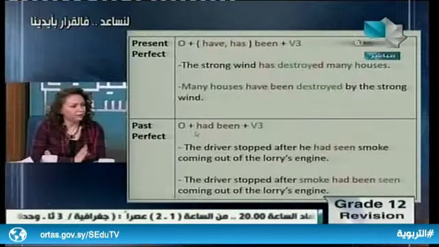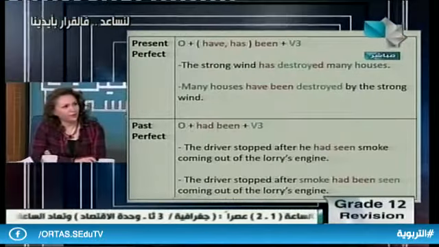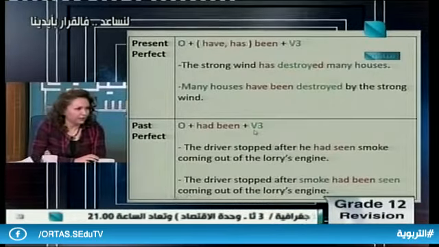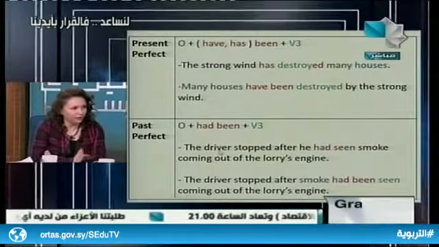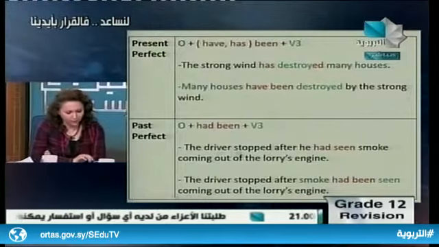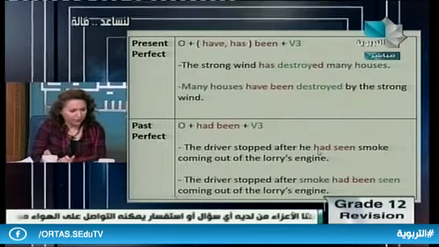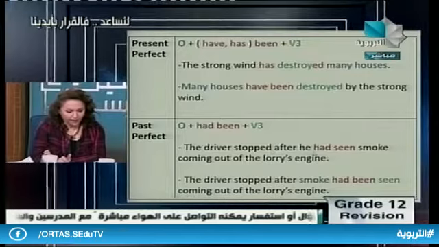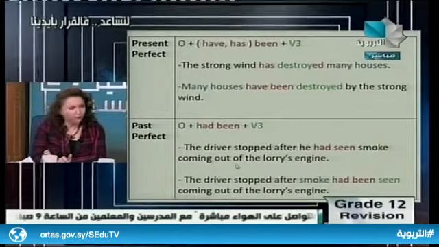Ms. Susan, the past perfect, please. In the past perfect, the form of the passive voice sentence is: the object becomes the subject at the beginning of the sentence, then had been, and verb 3, the past participle. We will have an example. The driver stopped after he had seen smoke coming out of the lorry's engine.